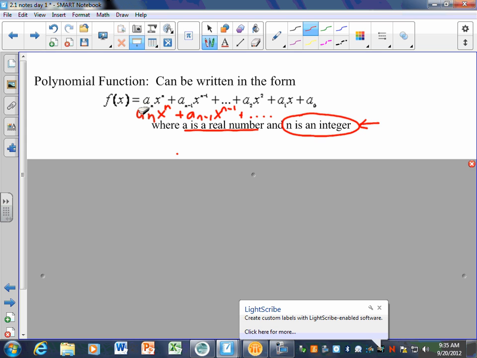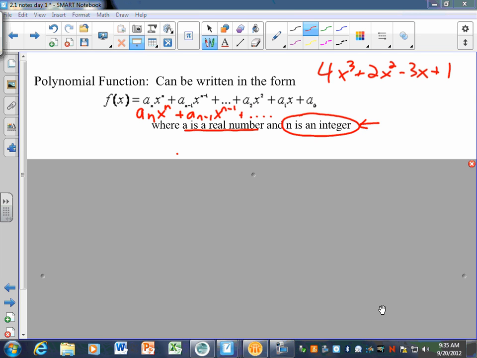Because I could throw some numbers in there, like 4x cubed plus 2x squared minus 3x plus 1, which is an example of something that fits that model. This would be my n, then n minus 1, then n minus 2, and that would be the 0 power there, x to the 0.